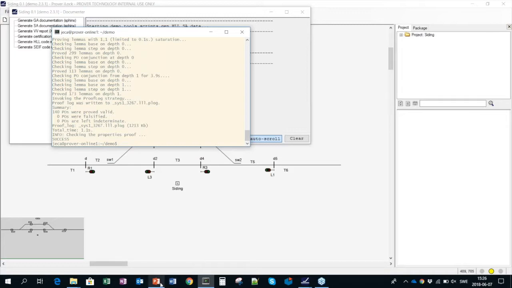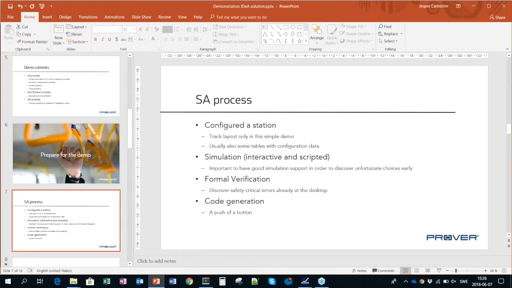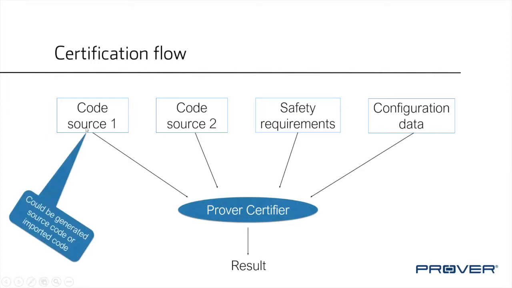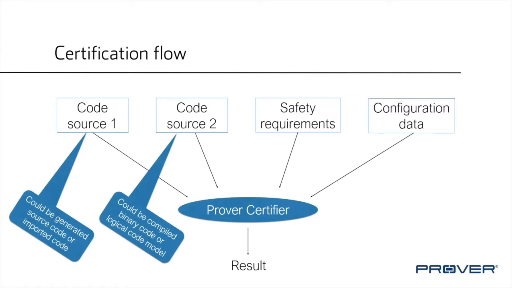So the certification flow, to sum up: normally we have two code sources. The first code source could be generated source code, as in this case, C code. It could also be imported code if you want to formally verify code that has been changed manually, or has even been manually written. Then we use the second code source. It could be, in some cases, compiled binary code or the logical code model. And in this case, it was a logical code model as the second source.